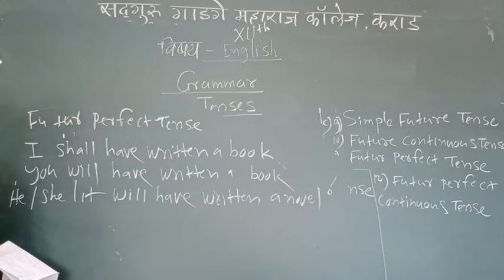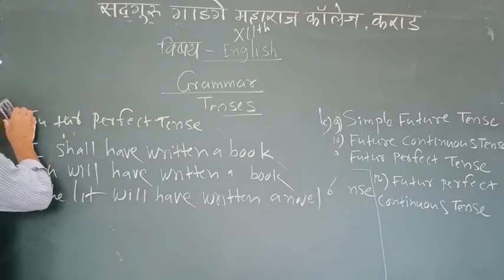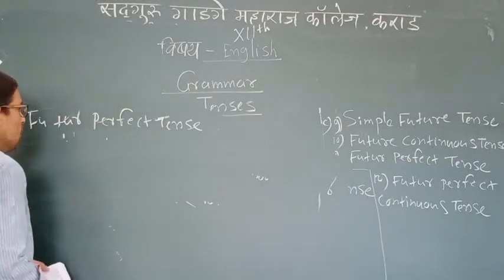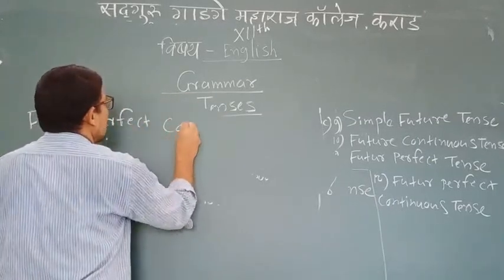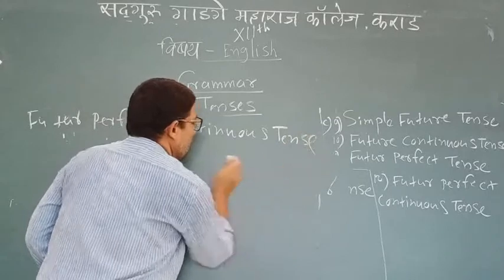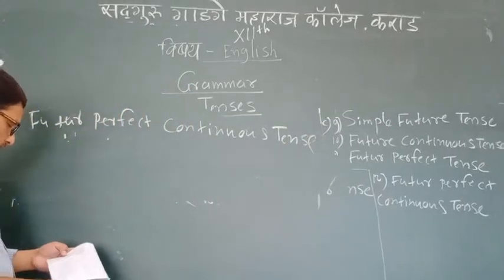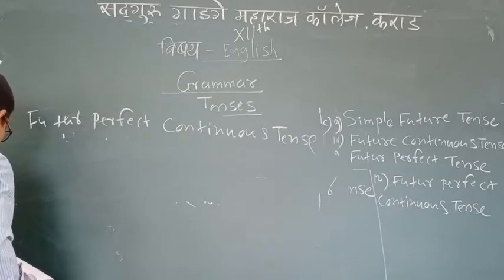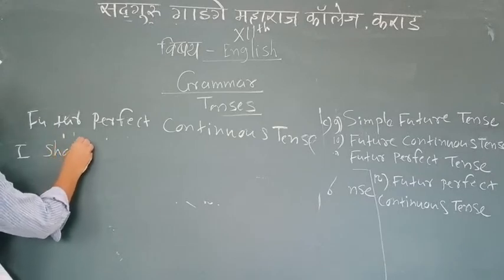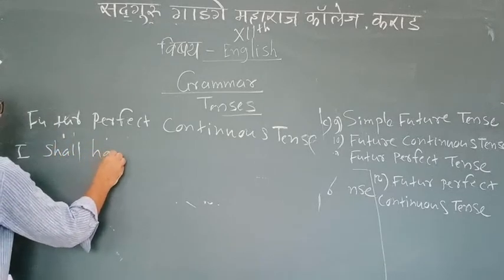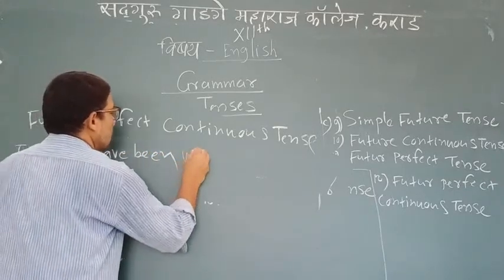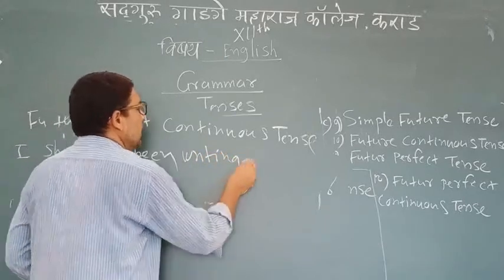Then last one is the future perfect continuous tense. Now how can we create the sentence on it? See it. First, suppose you take the subject as I, shall. I shall have been writing. I shall have been writing a book.